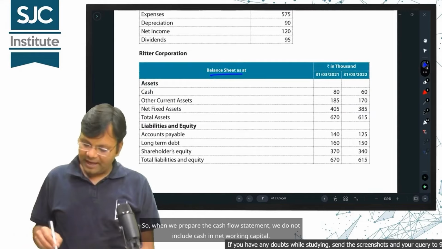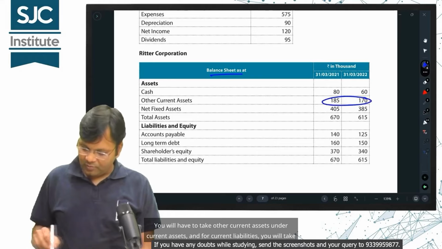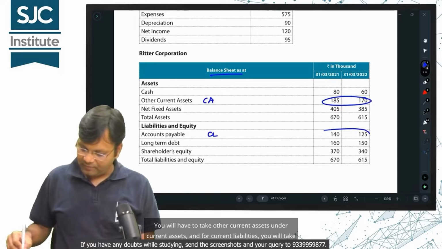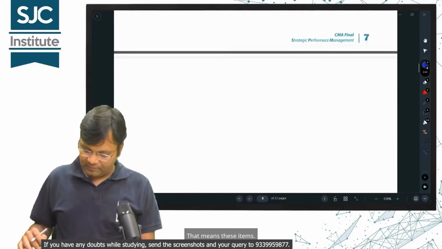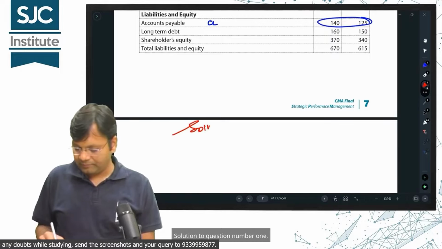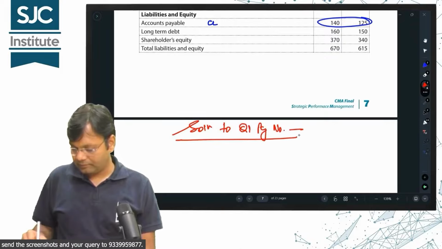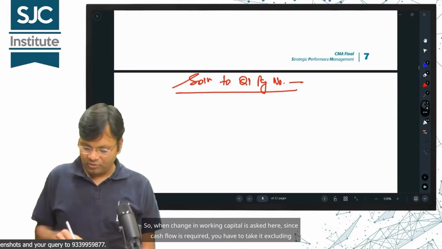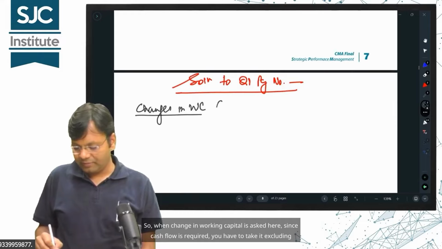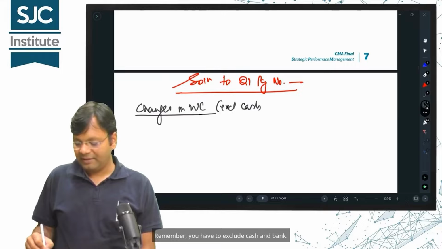So, when we prepare the cash flow statement, we do not include cash in net working capital. You will have to take other current assets under current assets, and for current liabilities, you will take accounts payable. That means these items. Alright then, let's solve it. Solution to question number 1. So, when change in working capital is asked here, since cash flow is required, you have to take it excluding cash. Remember, you have to exclude cash and bank.